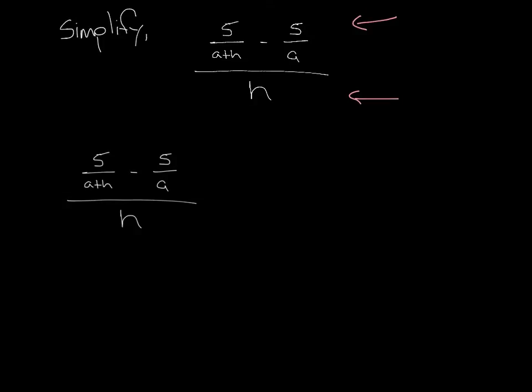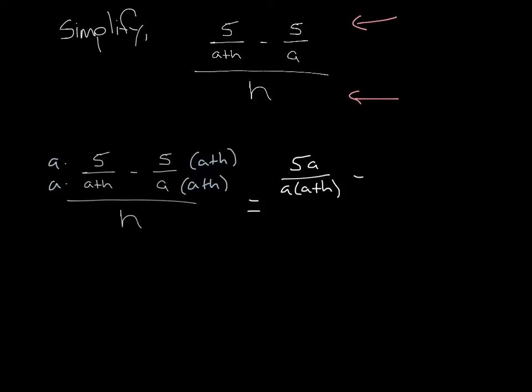Alright, to add these two fractions in the numerator, I need to find a common denominator. In this case, I can't factor them, so I'm just going to multiply them by each other's denominator. So I'll multiply this first fraction by an a in the numerator and denominator. The second fraction, I'll multiply it by an a plus h in the numerator and denominator. So I get a 5a on top here and an a times the a plus h.